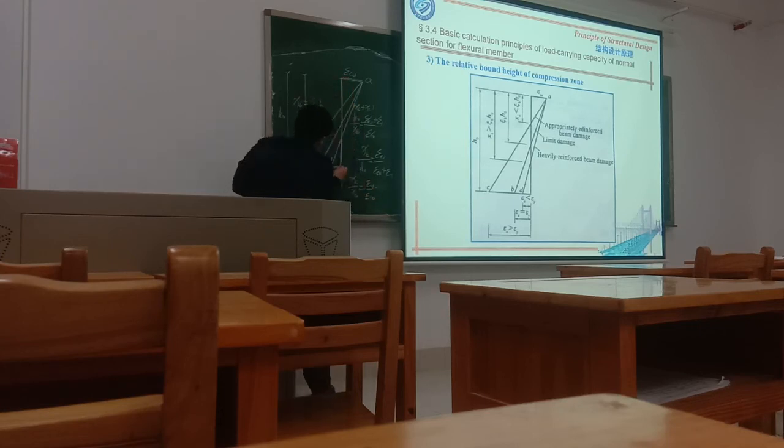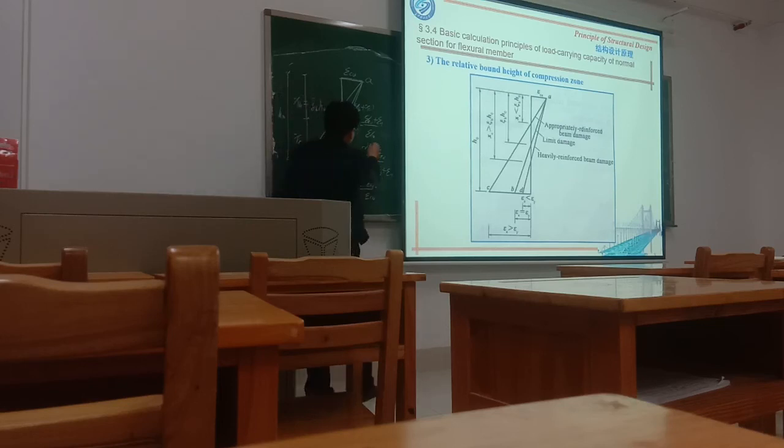Epsilon Y is this distance. Epsilon Rho is this distance. Because these two angles are similar, what's the relationship? Is it proportional? Yeah, proportional. So XC divided by XB equals epsilon Y divided by XU.